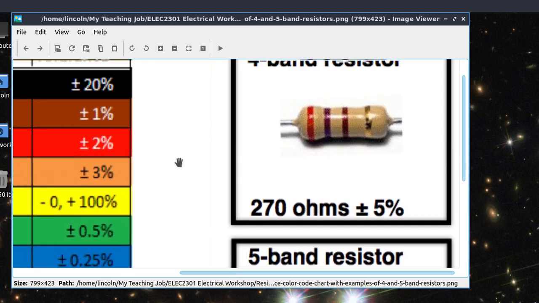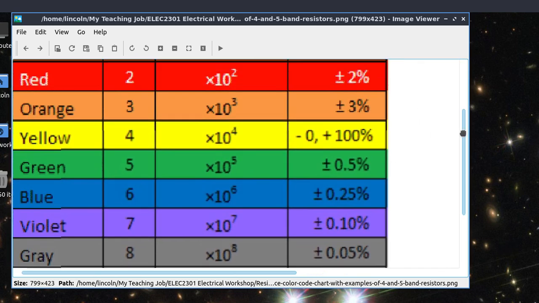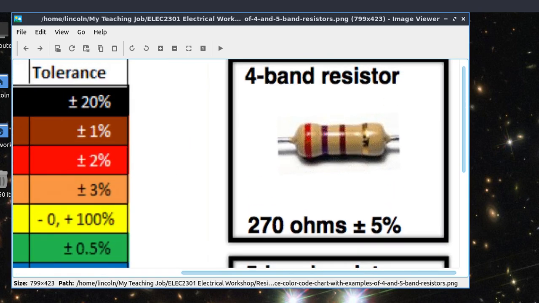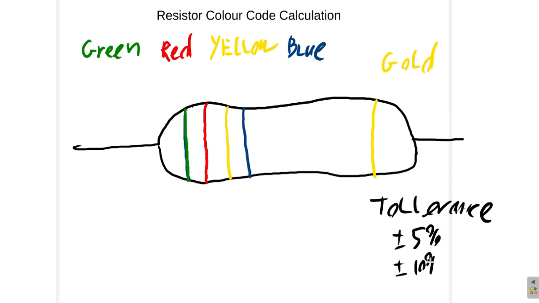All right, so how close the bands, the stripes, are tells you which colors you should use for what part of the calculation. Now, here you will have the last color as a tolerance. The tolerance can be plus or minus 5%. It can be plus or minus 10%.